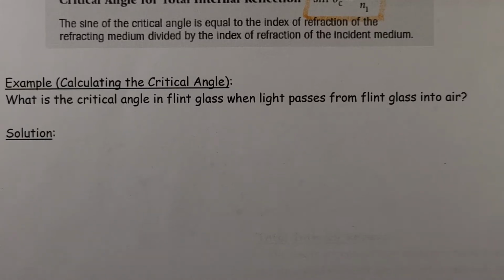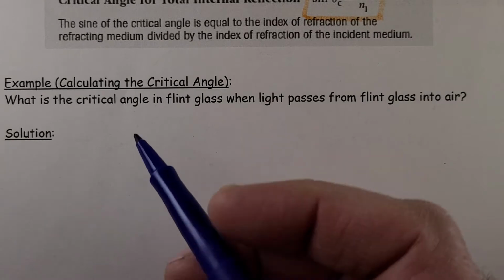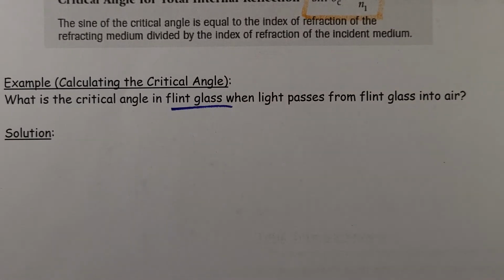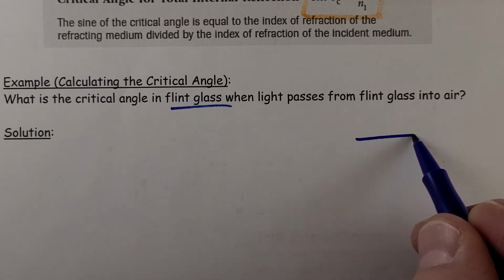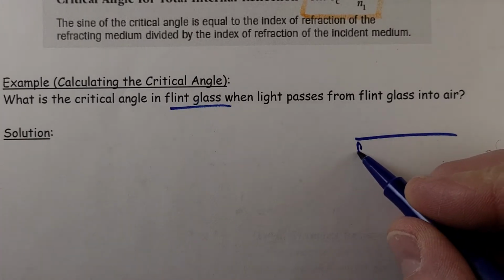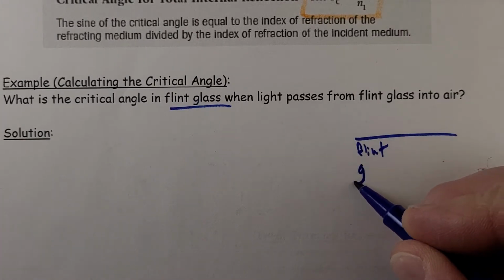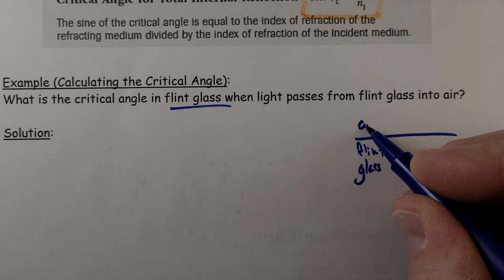This is the last video in the PW3.1 section. So we're just about to find the critical angle. We'll look at what is the critical angle for flint glass when light travels from flint glass into air. So we're imagining this: we have flint glass going into air.